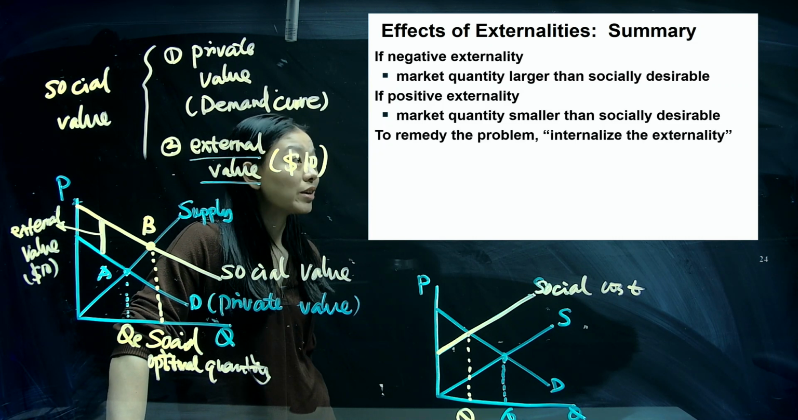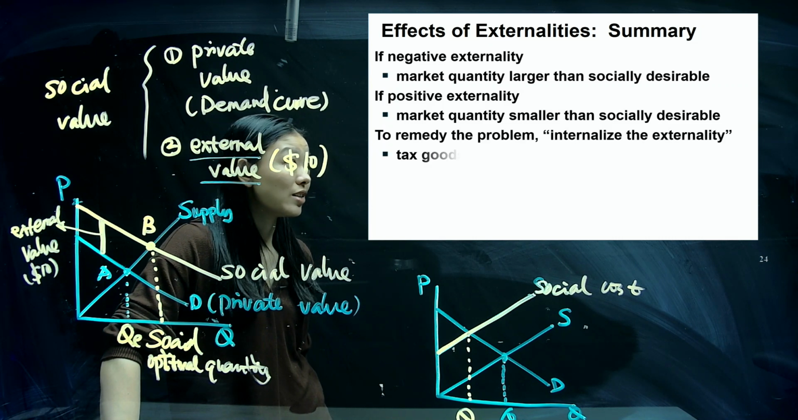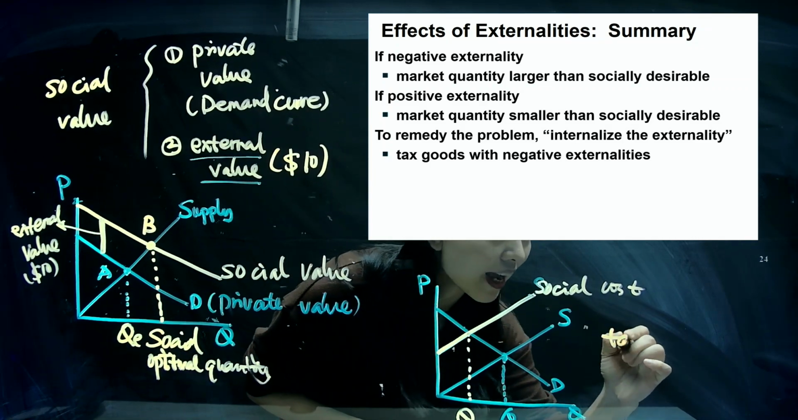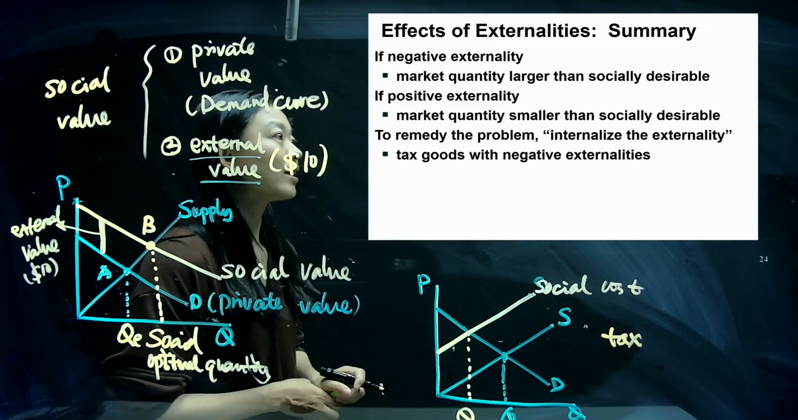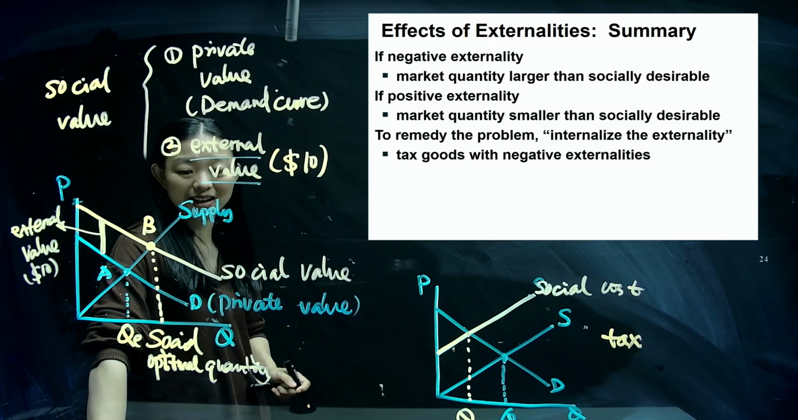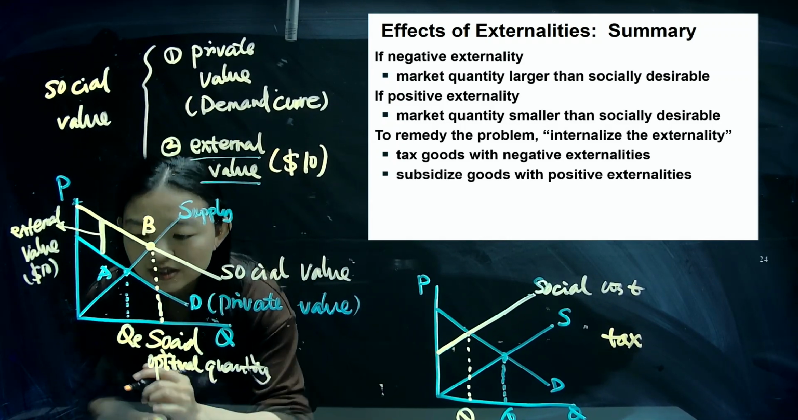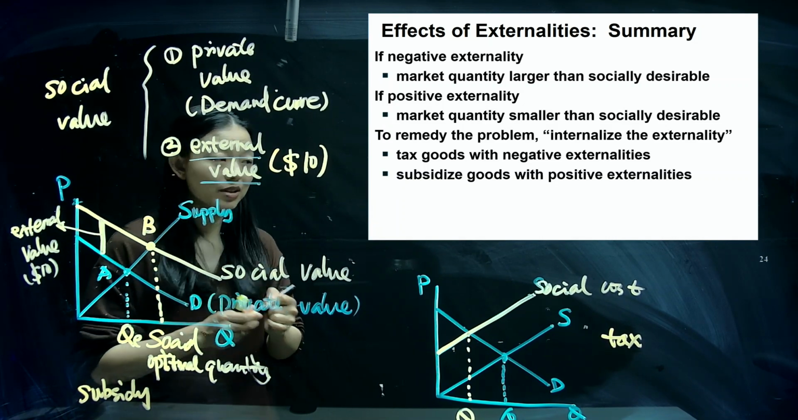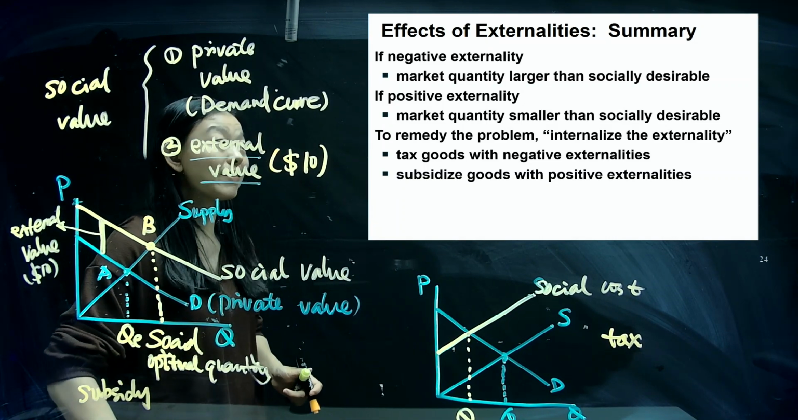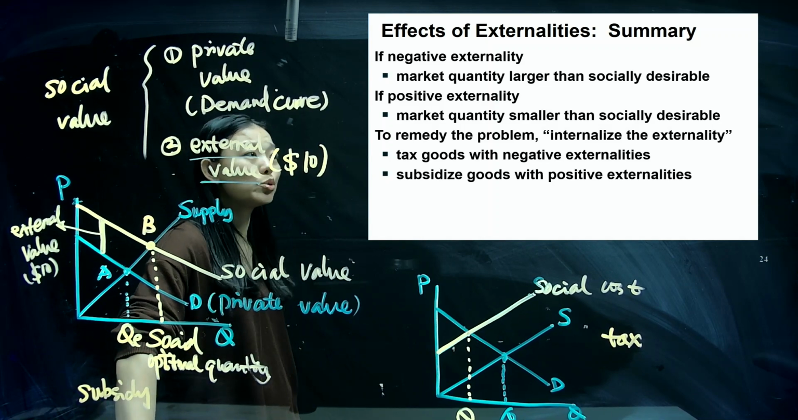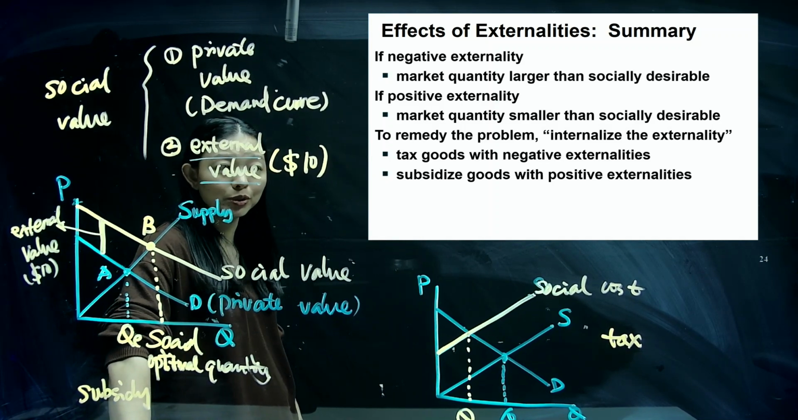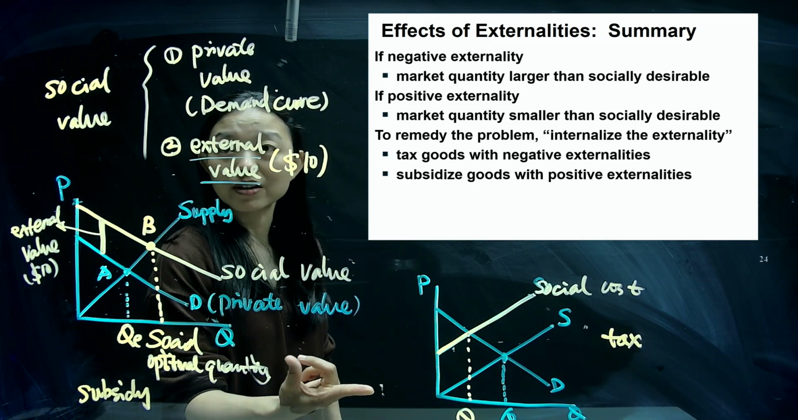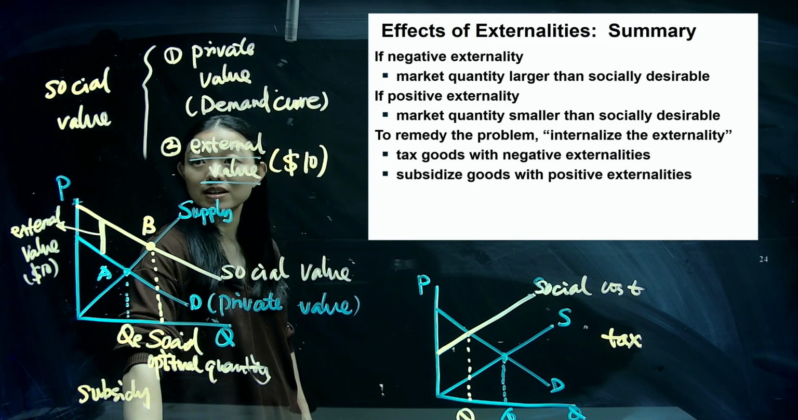To remedy the problems, internalize externalities, we can do so by taxing. So here the government can tax the goods with negative externalities and provide subsidies to the goods with positive externalities. Okay, so these are two ways the government can solve the problems when markets suffer externalities, either positive or negative.